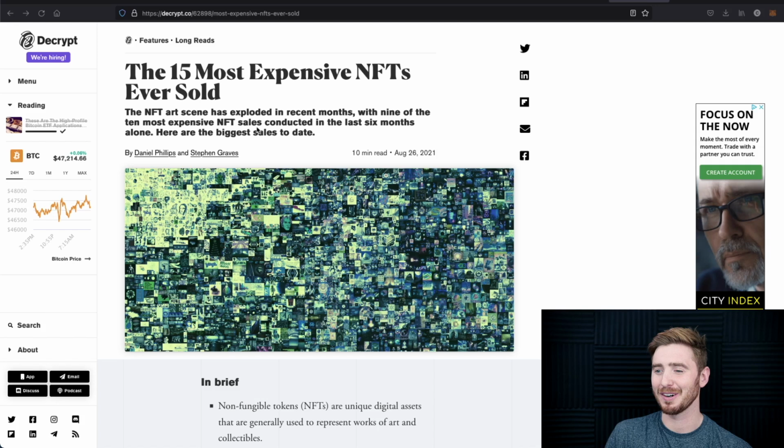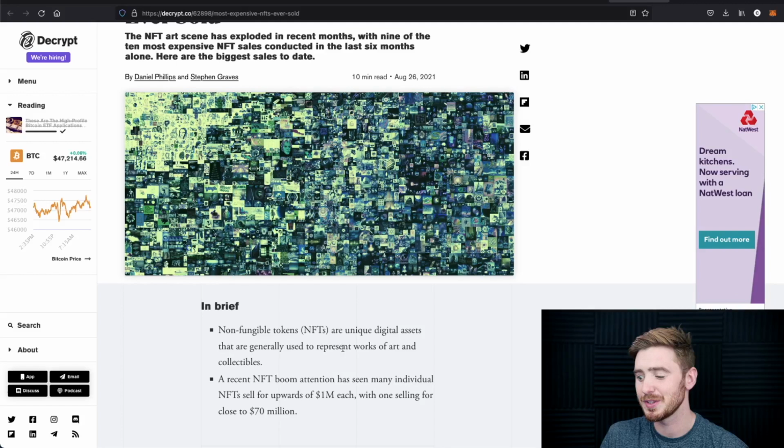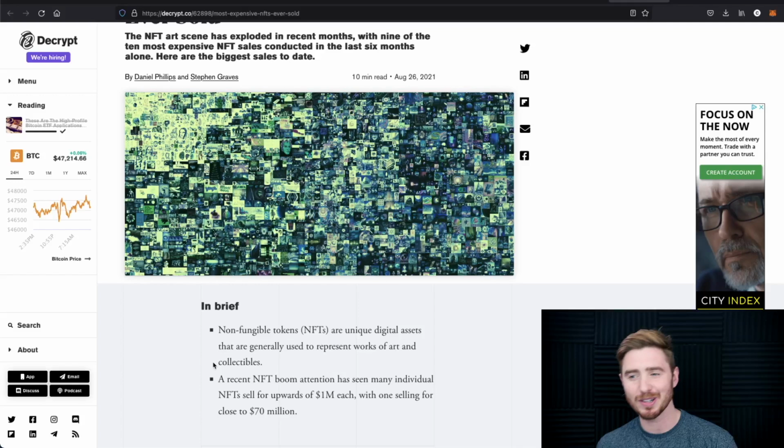And without wasting any more of your time, let's jump over to this article that I found over here on decrypt.com. So if you don't know already, non-fungible tokens are unique digital assets that are generally used to represent works of art or collectibles. So it's basically artwork on the blockchain. And yes, they are just simply JPEGs.